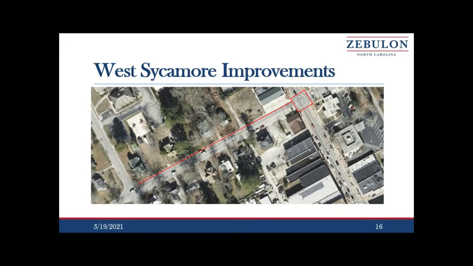The next slide here just shows the area that we're talking about. We are looking at this block of West Sycamore from Zebulon Drug to the church. And then we're also looking at doing a stamped crosswalk at this intersection of Arundel and Sycamore.